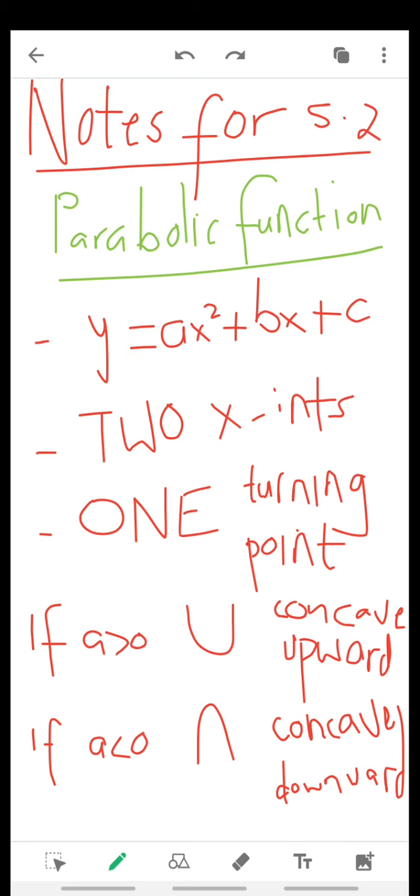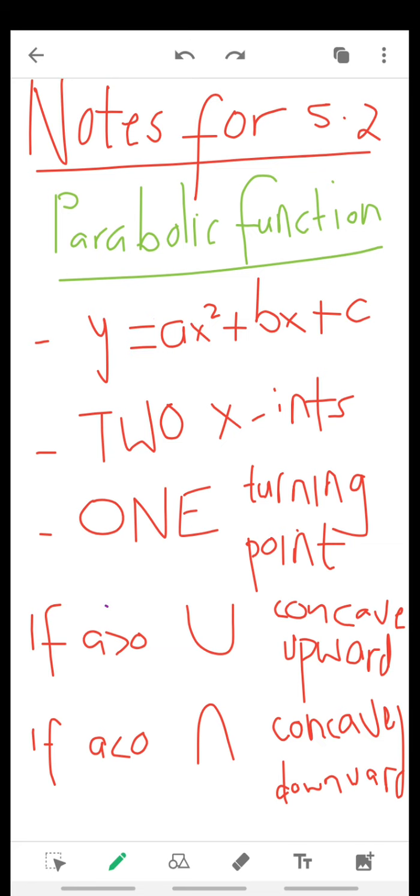That's how we know that we are dealing with a parabolic function or a quadratic function. And all parabolas have 2 x-intercepts. Very important, okay? And there is one turning point. And it's very important to know what happens with A.